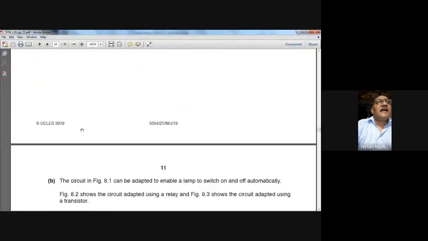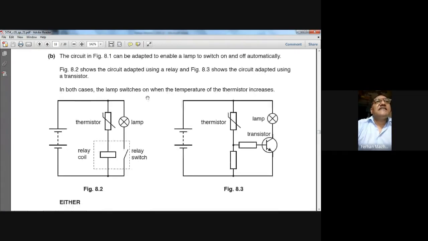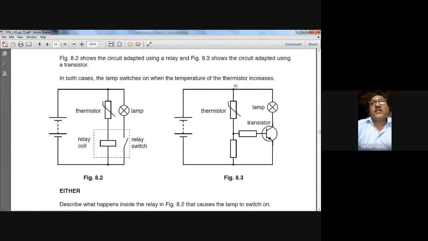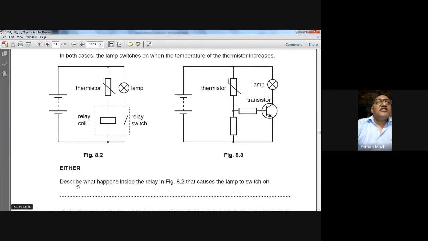Then we have the B part. The circuit in figure 8.1 can be adapted to enable a lamp to switch on and off automatically. Figure 8.2 shows the circuit adapted using a relay, and figure 8.3 shows the circuit adapted using a transistor. In both cases, the lamp switches on when the temperature of the thermistor increases. Either describe what happens inside the relay in figure 8.2 that causes the lamp to switch on.